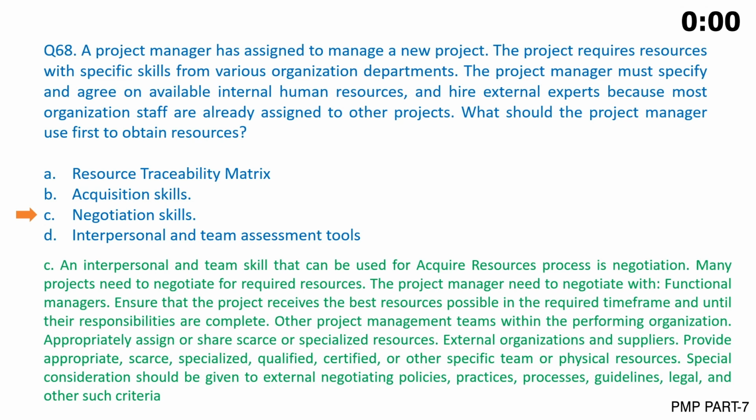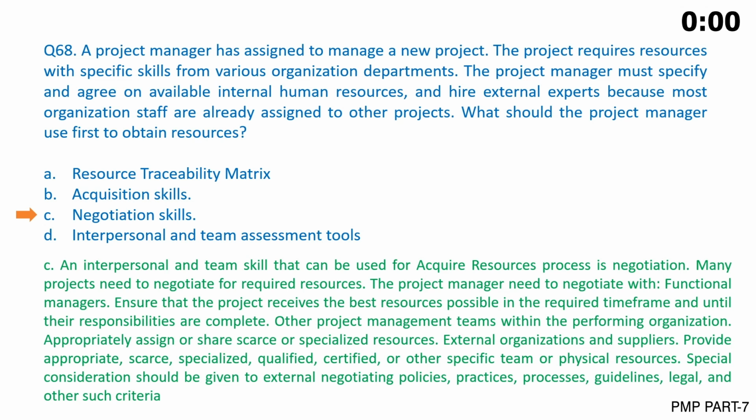The answer is C. An interpersonal and team skill that can be used for the acquire resources process is negotiation. Many projects need to negotiate for required resources. The project manager needs to negotiate with functional managers to ensure that the project receives the best resources possible in the required timeframe and until their responsibilities are complete.